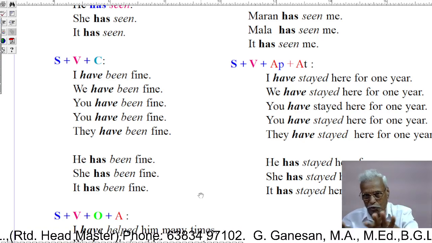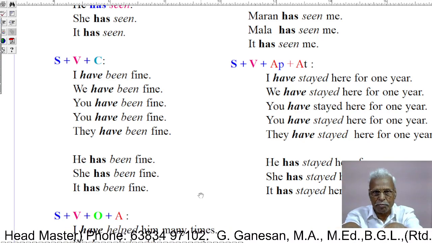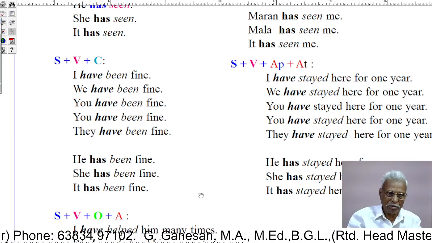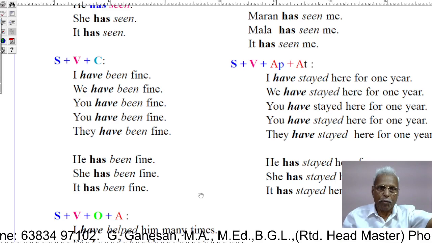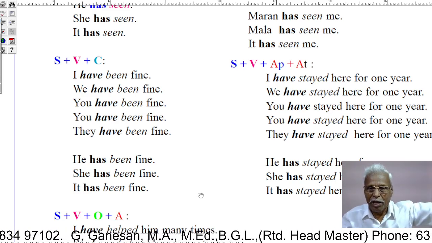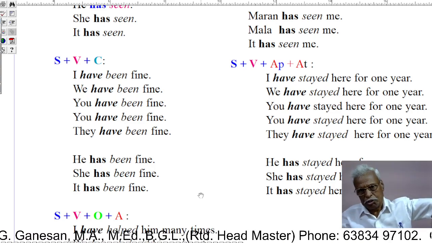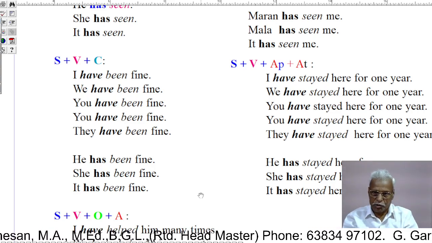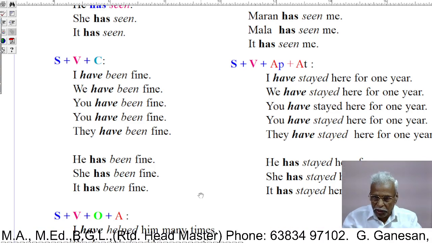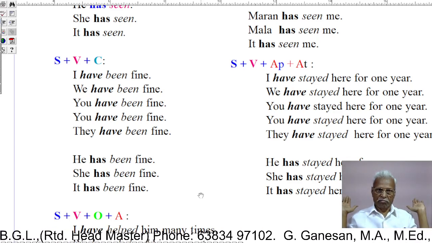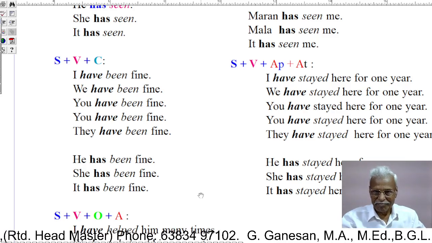Not now. We are not talking about that. According to this pattern, we are not talking at the time of speaking. I have stayed here for 1 year, in the past. Similarly for all these eight persons. We have stayed here, you have stayed here, etc. He, she has stayed here for 1 year. Okay?